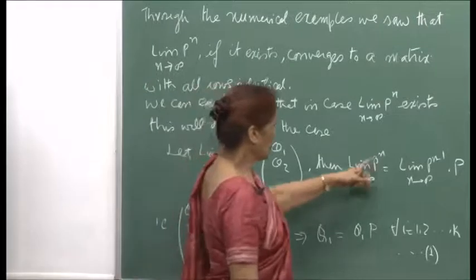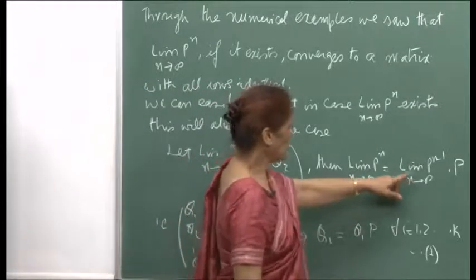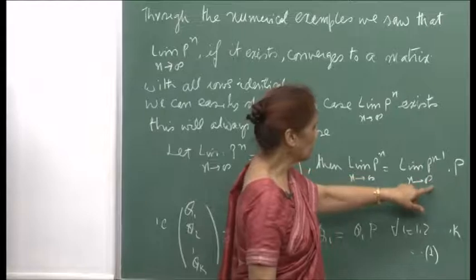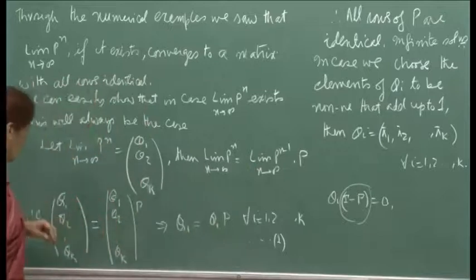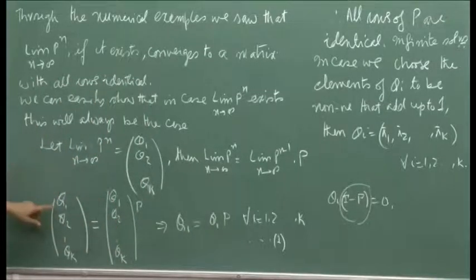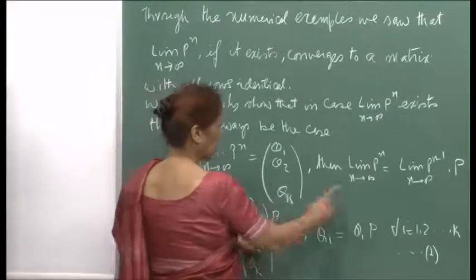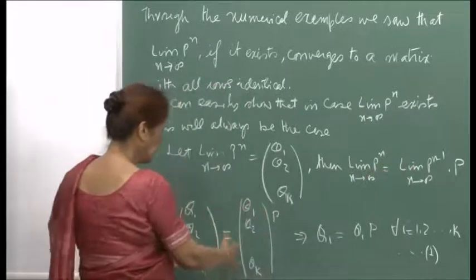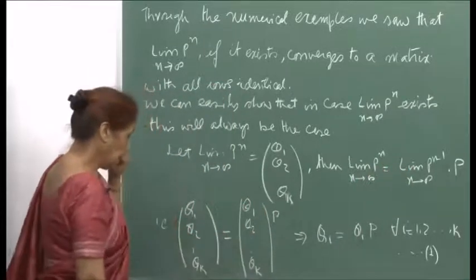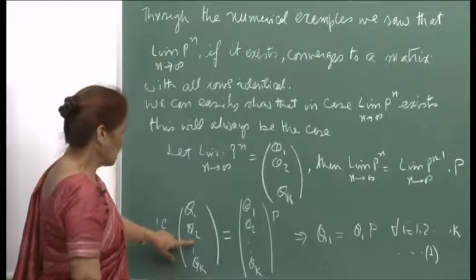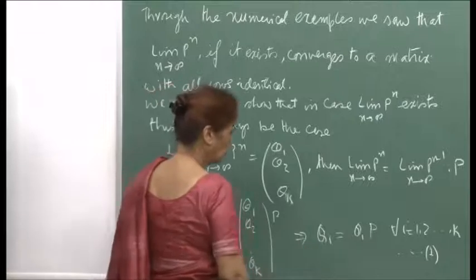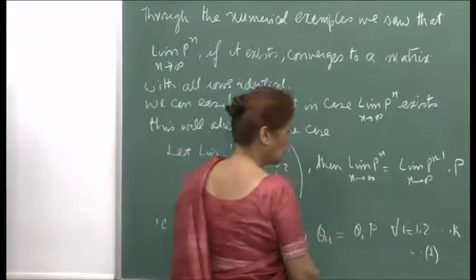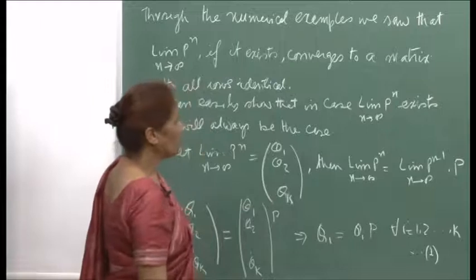Then I can write the limit of P^n as n goes to infinity as the limit of P^(n-1) into P. As n goes to infinity, P^n and P^(n-1) converge to the same matrix. So, the matrix with rows q1, q2, ..., qk is equal to the matrix with rows q1, q2, ..., qk multiplied by P. In the limiting case, it reduces to this system. From here, you can say that qi, the ith row, is the ith row post-multiplied by P.